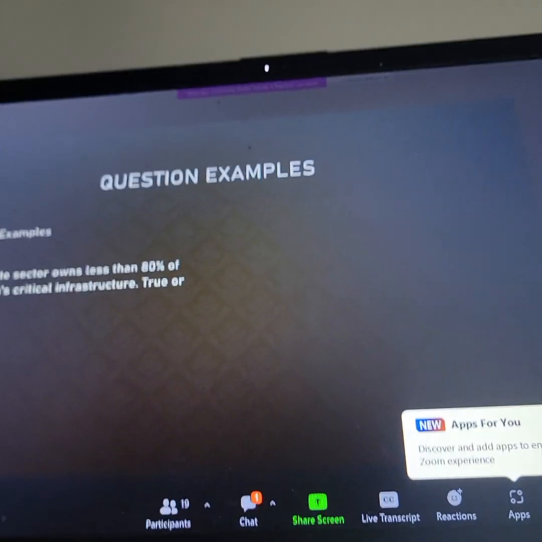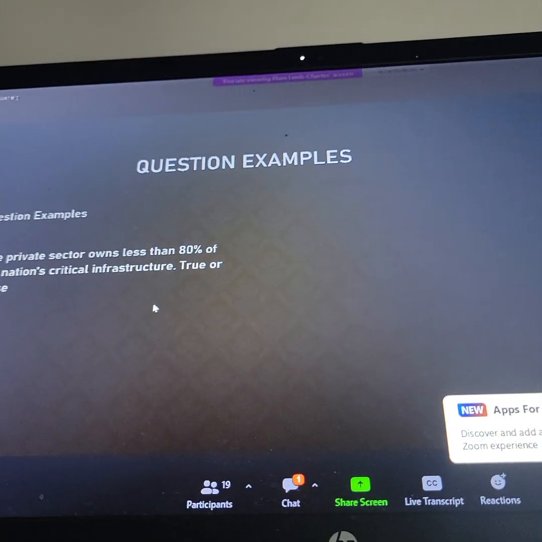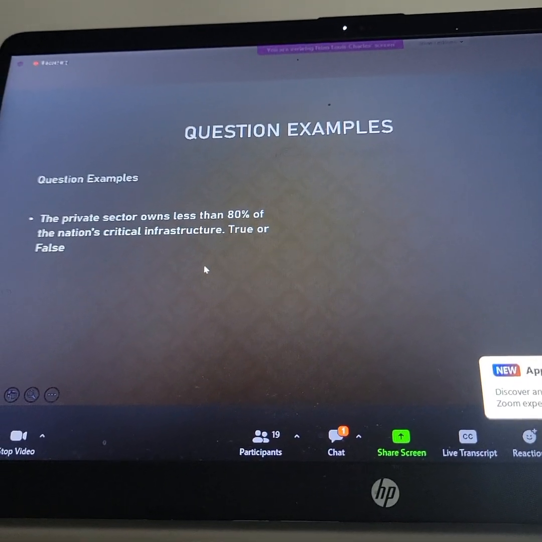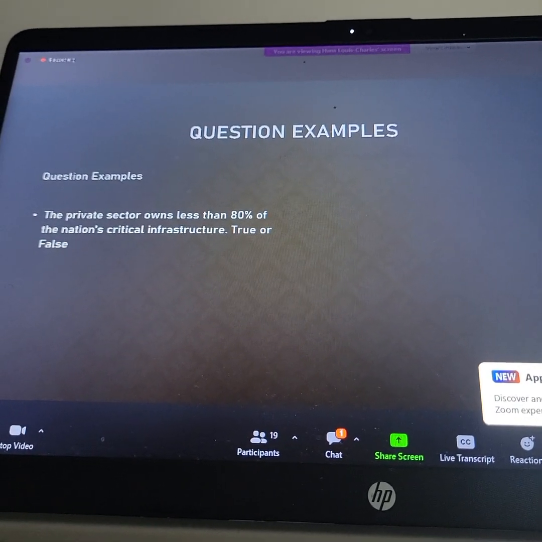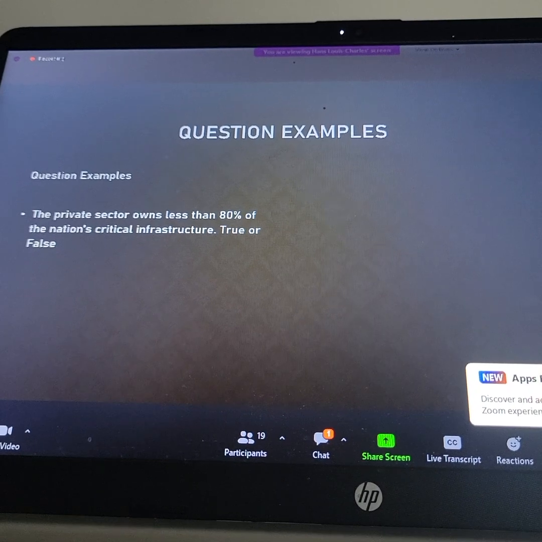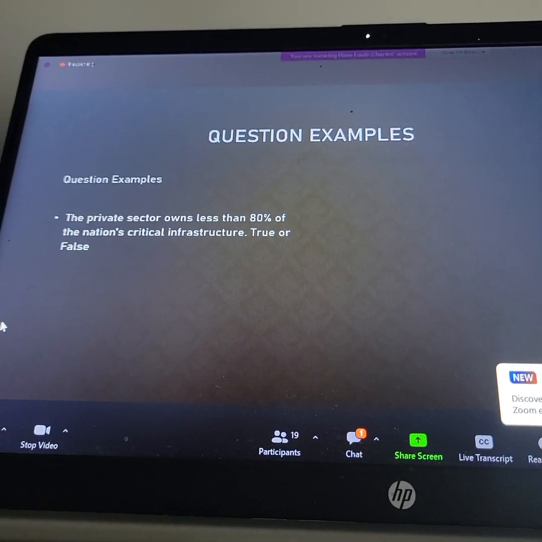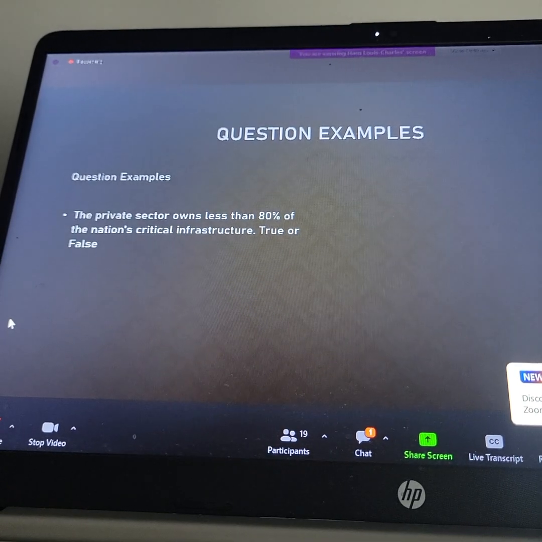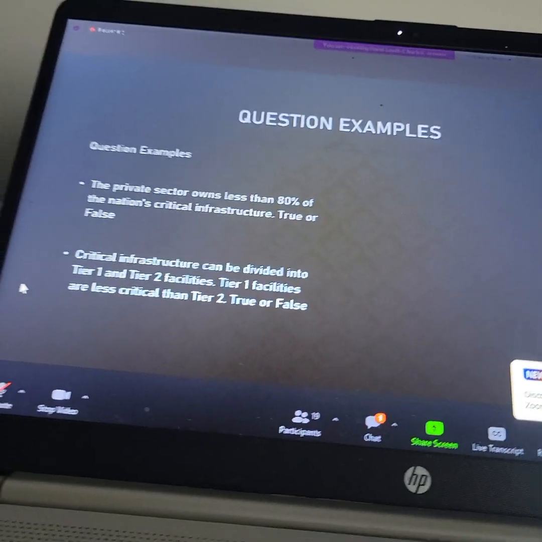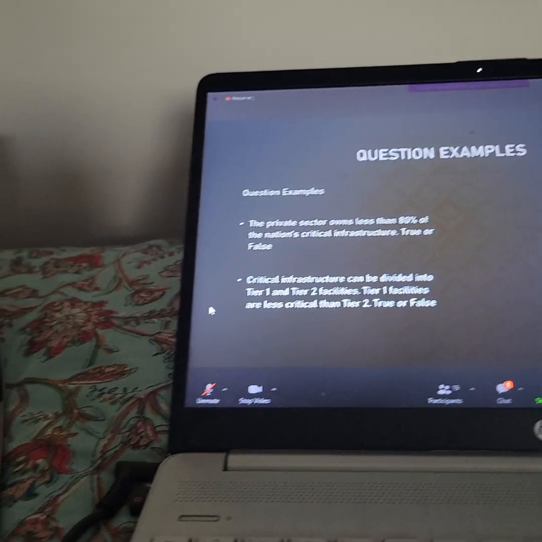Okay, all right. We did examples already, but let's do a couple more. The private sector owns less than 80% of the nation's critical infrastructure. True or false? The private sector owns less than 80%. That's false. So what's the truth? They own a lot of it. Just the opposite. Most of it. Exactly. Right. Most of it. All right. I think it's 80 to 85% at least.